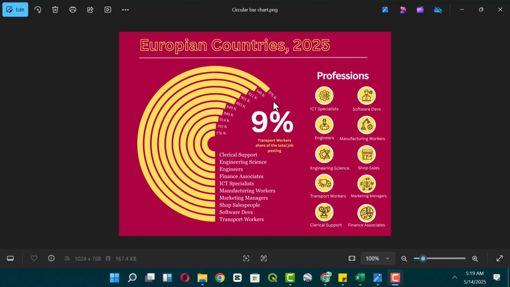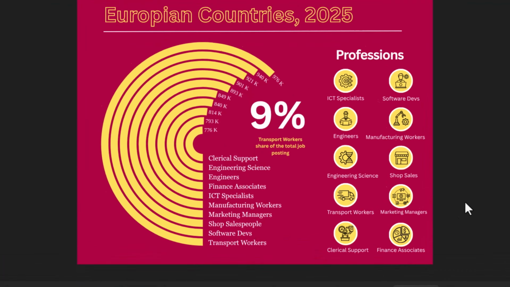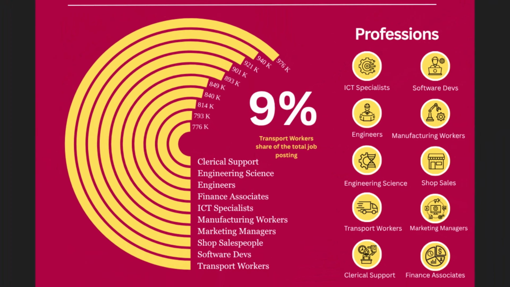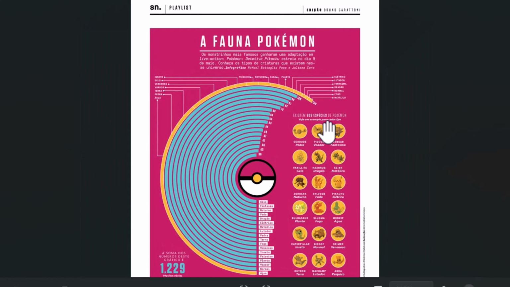Welcome to the channel. In today's tutorial, we're going to create this beautiful circular bar chart from scratch and step by step. The design is inspired by a fauna Pokemon species infographic by Raphael Battoglia.